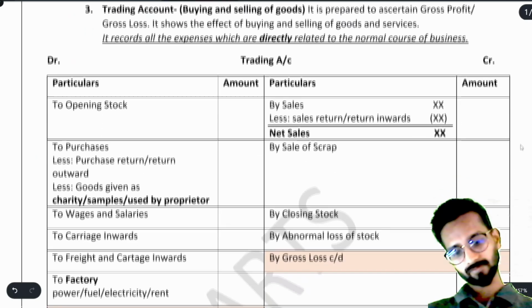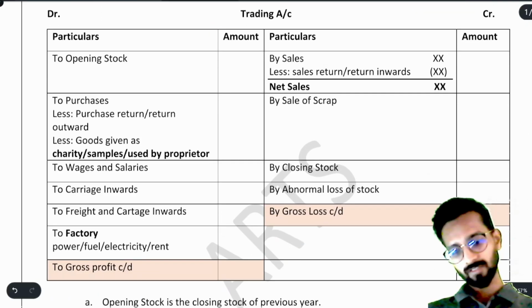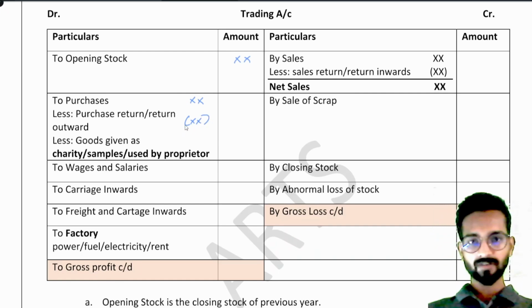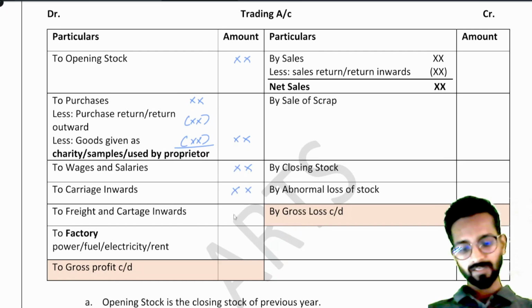After this, I have given the format of trading account. Please check. Opening stock is there. To purchases, less purchase return or return outwards. Purchase return itself is called return outwards. Goods given as charity, samples or used by the proprietor, that also you will remove and then write the final amount here. To wages and salaries, carriage inwards, freight and carriage inwards, these all are transportation only.